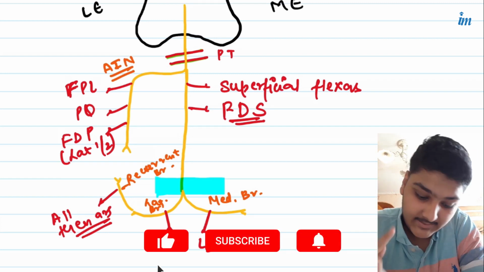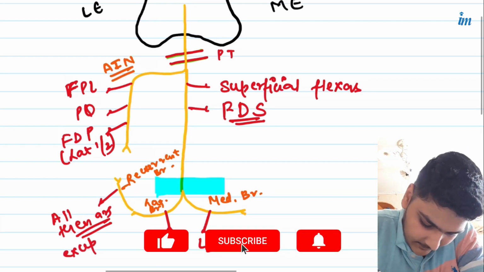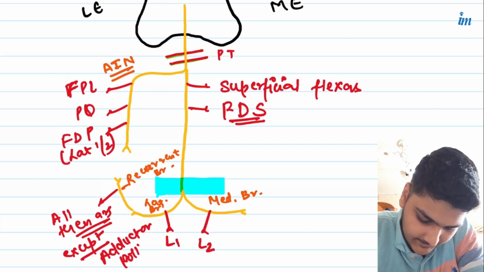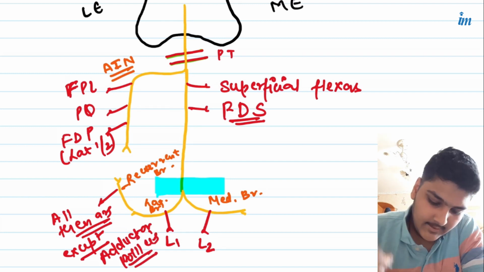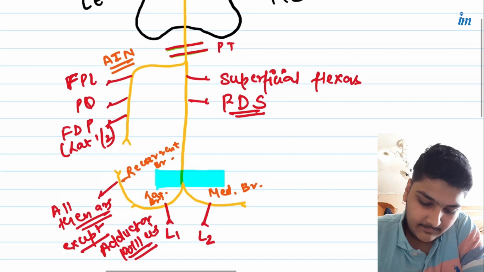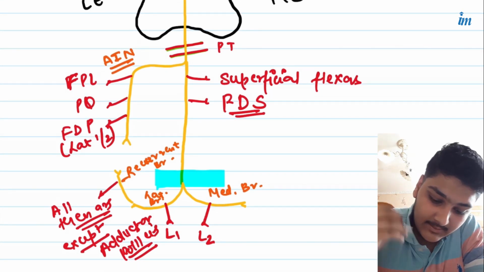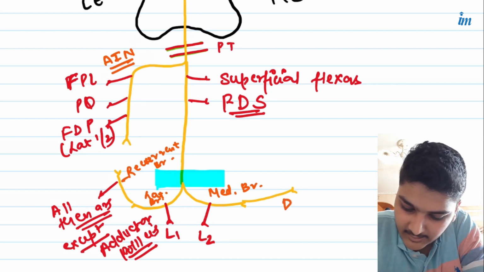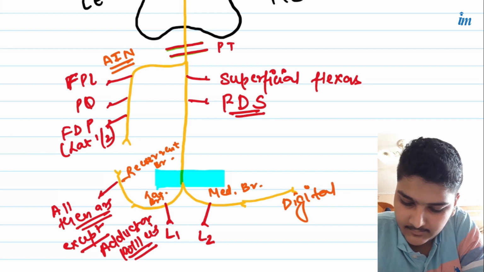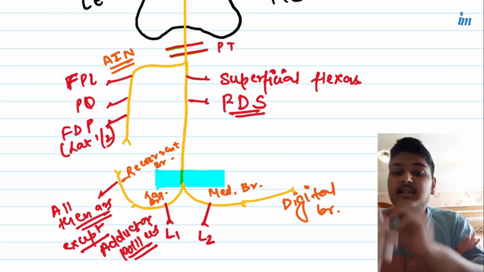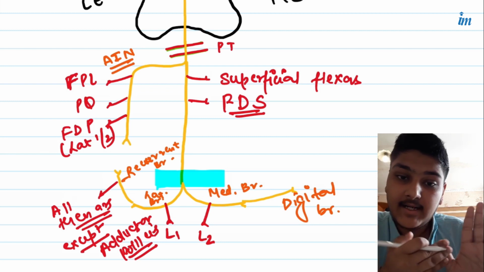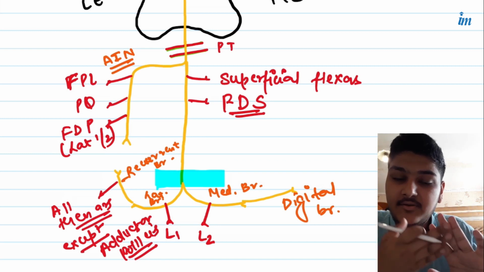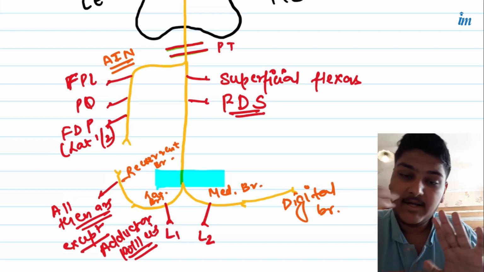It will supply all the thenar muscles except one muscle, adductor pollicis, because adductor pollicis is again supplied by the ulnar nerve. So it will supply all the thenar muscles except adductor pollicis, and this median nerve will further give off a digital branch. What will this digital branch do? This digital branch will supply the lateral 2.5 or 3.5 digits on the palmar side, not on the dorsum but on the palmar side.